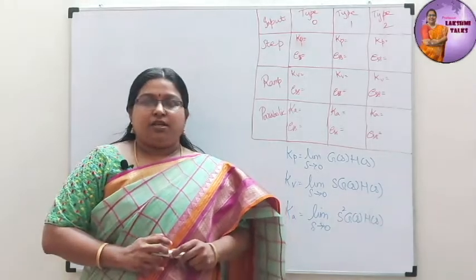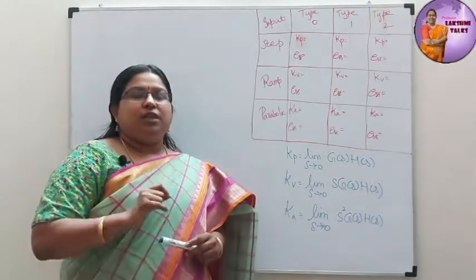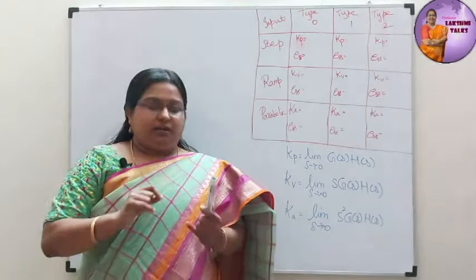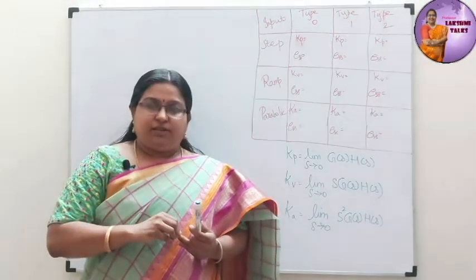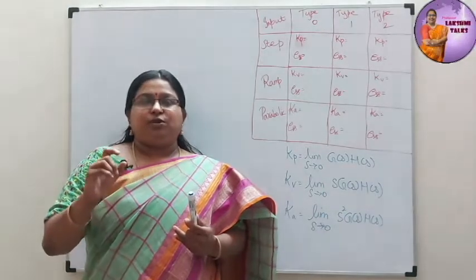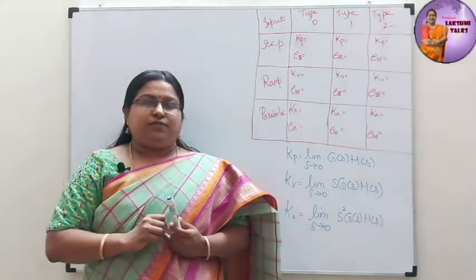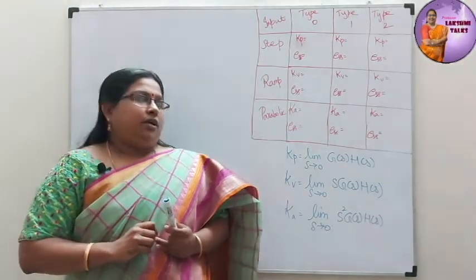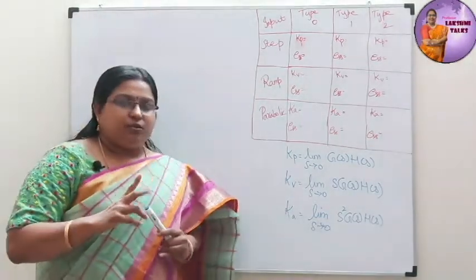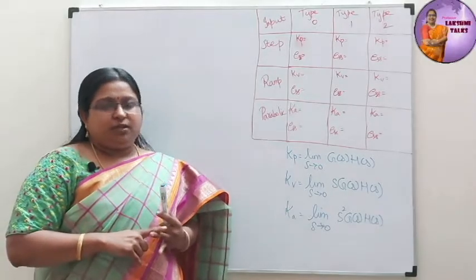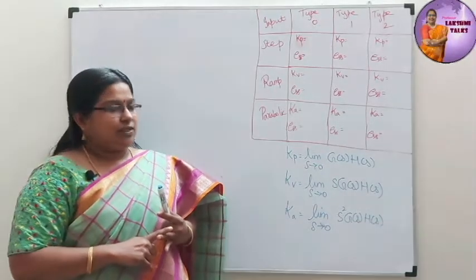Hello students, in today's class we'll see how to get the Kp value and steady state error value for different types of open loop transfer functions. We have already seen that steady state error depends on two things. One is the input and the other one is the open loop transfer function G(s)H(s).